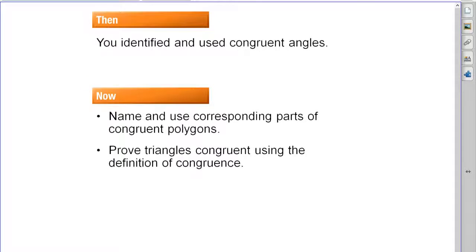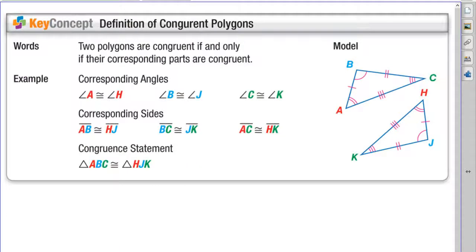So first of all, we've talked about congruent angles. Now we're going to talk about corresponding parts of congruent polygons, and we're going to prove triangles are congruent using the definition of congruence. So, first of all, definition of congruent polygons. What does it mean for polygons to be congruent? Well, they're congruent if all their corresponding parts are congruent, meaning all their corresponding angles.